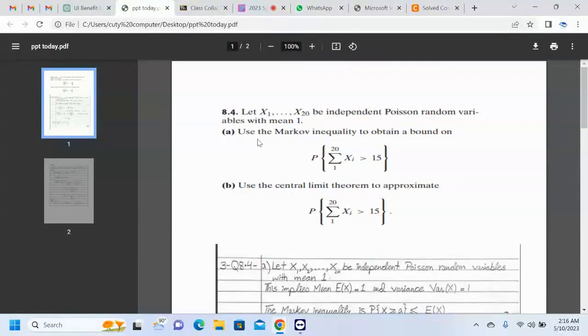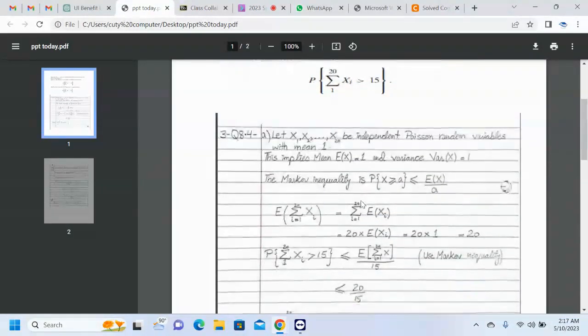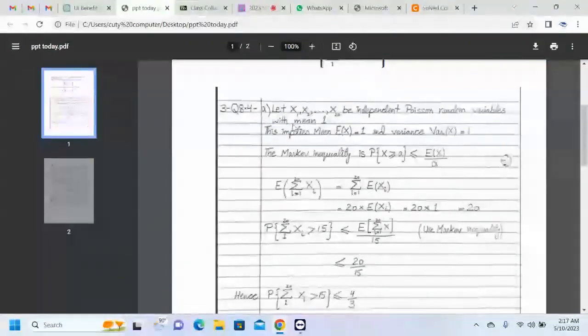Let x1 to x20 be independent Poisson random variables with mean 1. Part A is use the Markov inequality to obtain a bound on the probability that the summation of xi from 1 to 20 is greater than 15. Part B is use the central limit theorem to approximate the probability that the summation of xi from 1 to 20 is greater than 15.